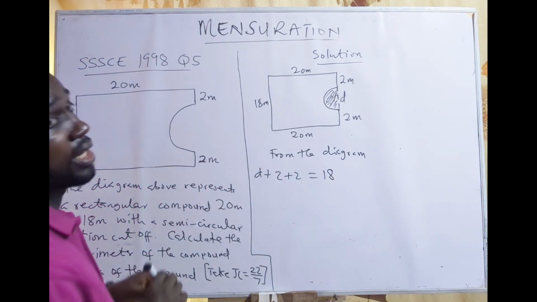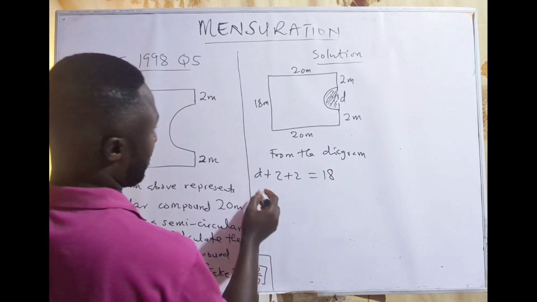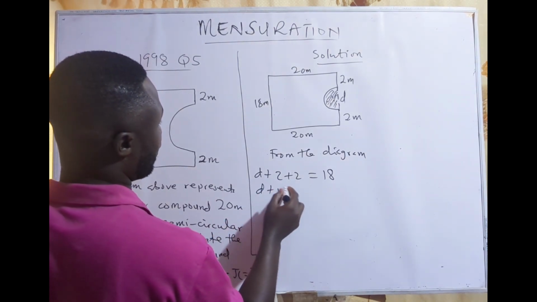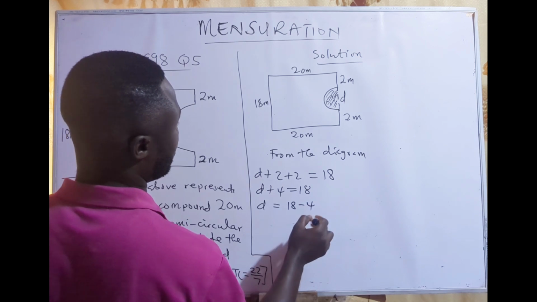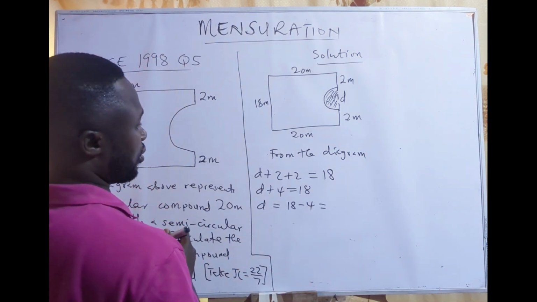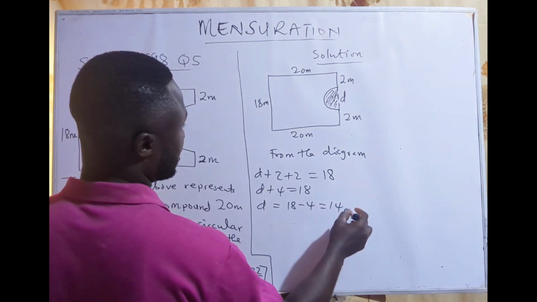But we know for a rectangle, the opposite sides are the same. So I can calculate for my diameter. Okay, so D plus 4 is equal to 18. And then my diameter is 18 minus 4. And what will be 18 minus 4? That is 14. Okay, so the diameter is 14 meters.